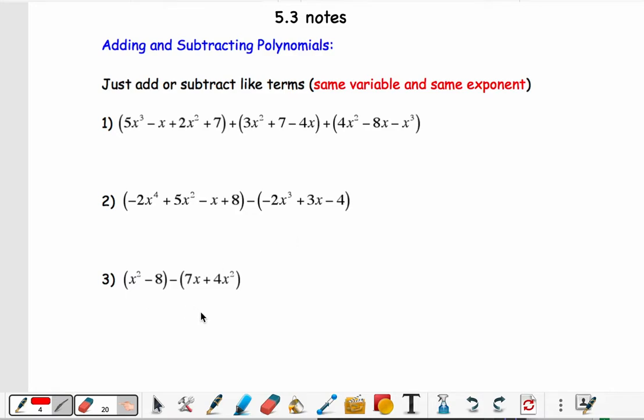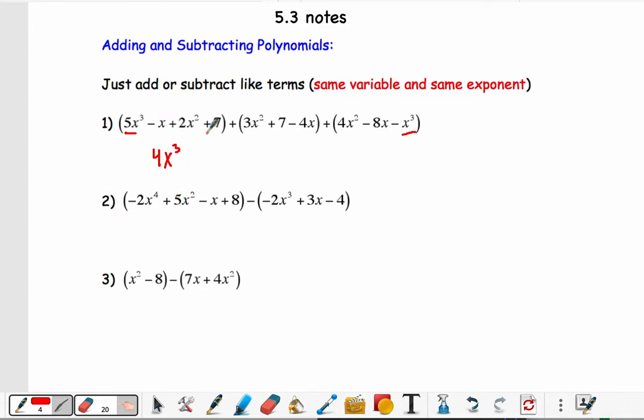So for adding and subtracting, this process is actually relatively simple. All you're going to be looking to do is add or subtract like terms. So if I'm looking at this first one, we're adding 3 different polynomials. I might start with the highest exponent, so I recognize my highest exponent is a cubed. So in my head I think, okay, I got 5x cubed. I don't have any x cubes in the second term, but over here I got plus a negative x cubed. So that's going to be 4x cubed.